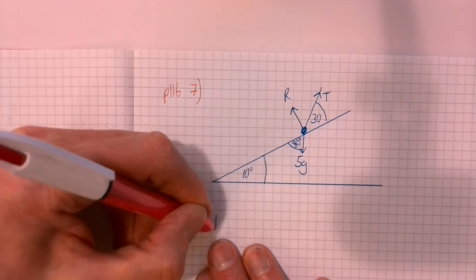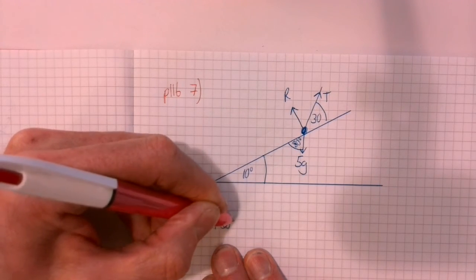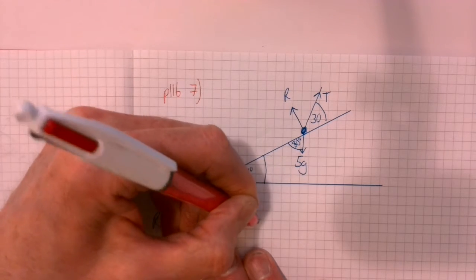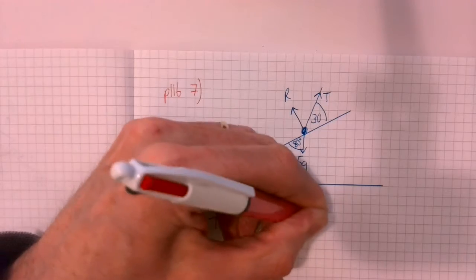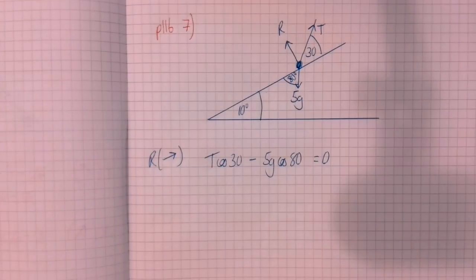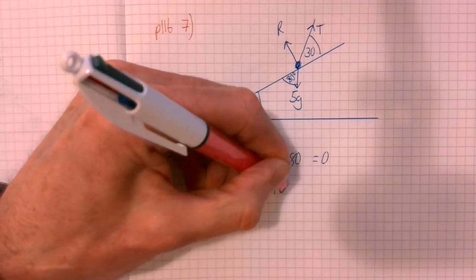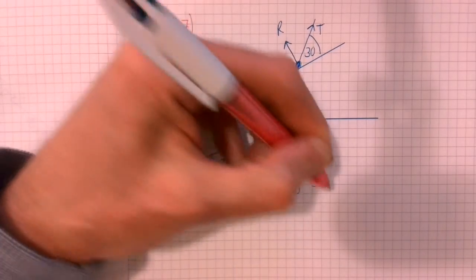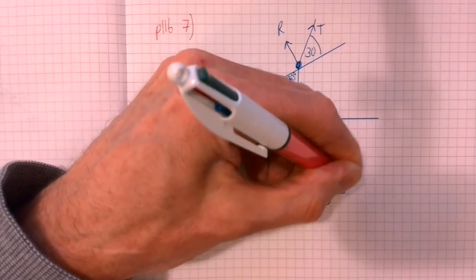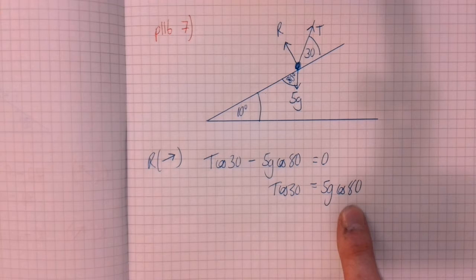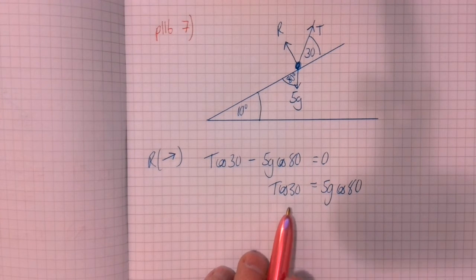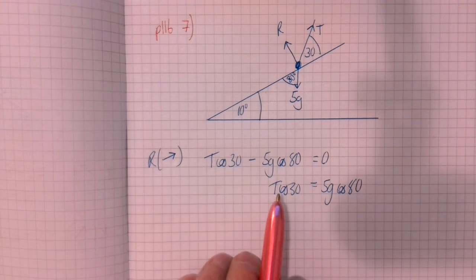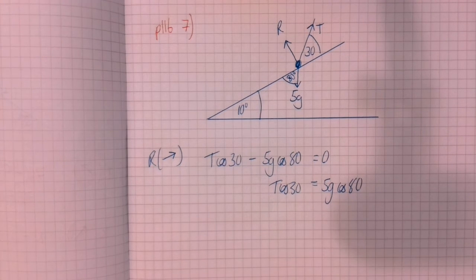So I've got up is t cos 30, and down is 5g cos 80, and they're in equilibrium, so that equals 0. So t cos 30 equals 5g cos 80. There's nothing wrong with writing that straight away. Saying that one take the other equals 0 is the same as saying this equals this. Force up equals force down. If you prefer that, then that's okay.